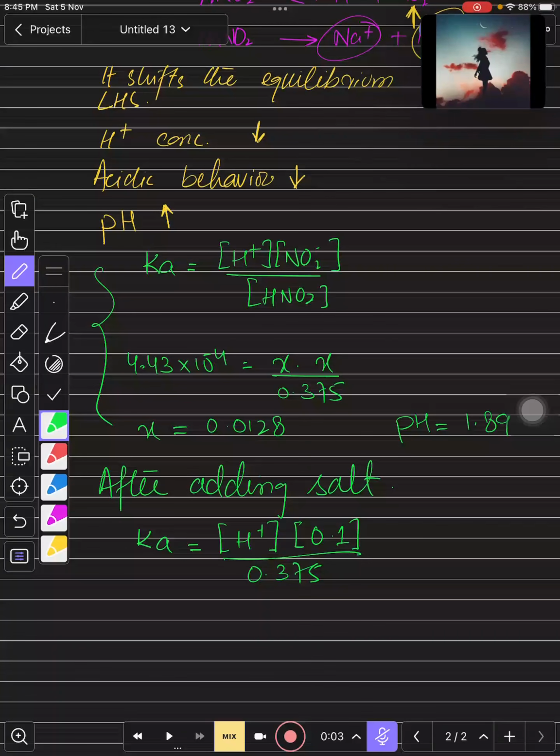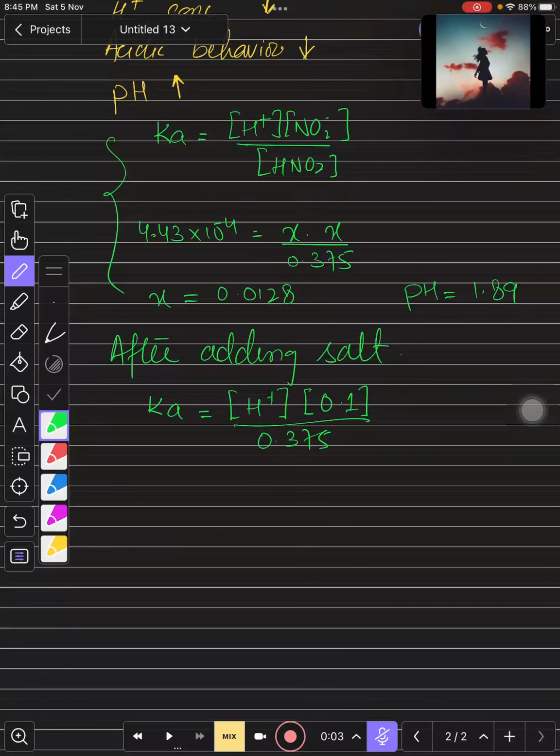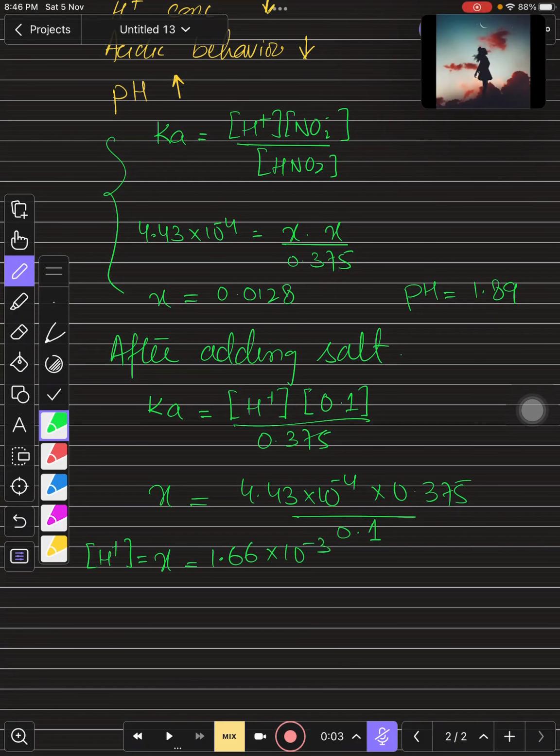खैर, so it is actually we are talking about what? We are talking about after the addition of salt. So this is what we need to understand. सबसे पहले हम जल्दी से H ion की concentration मालूम कर लेते हैं कि अब क्या होगी H ion की concentration. So it will be X is equals to 4.43 10 raised to the power minus 4 into 0.375 over 0.1, right? और X की वैल्यू अब आपके पास जो आएगी H ions, जो X एक्चुअली क्या है? H ions है, उसकी कॉन्सेंट्रेशन जो अब आएगी आपके पास वो कितनी आएगी? 1.66 10 raised to the power minus 3, right? This is what? Mole per decimeter cube.